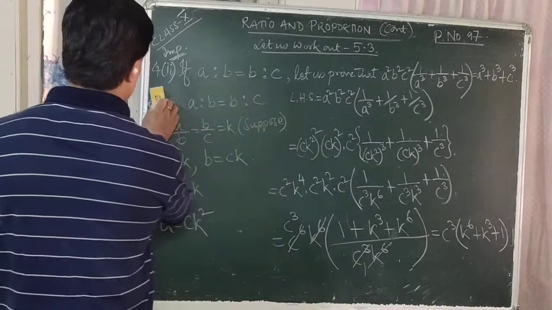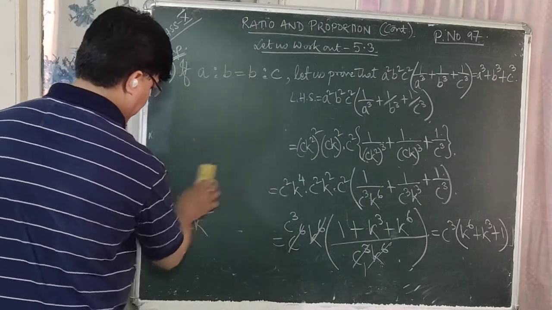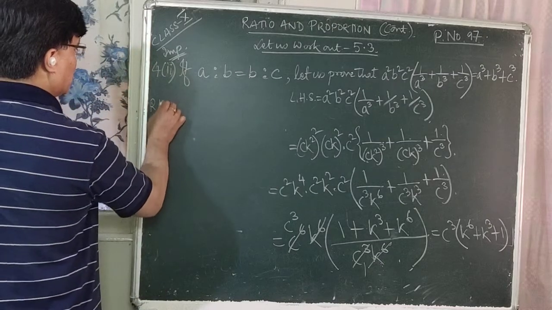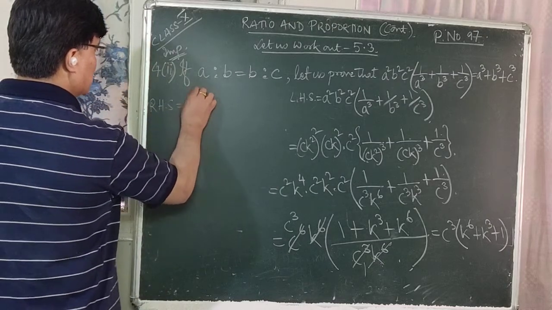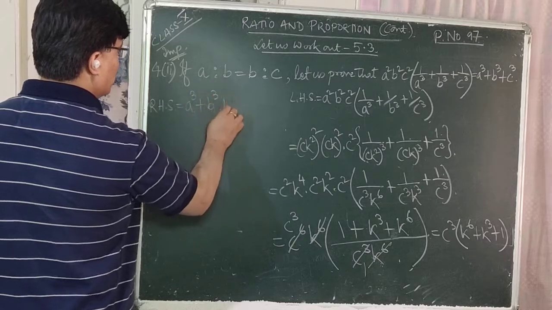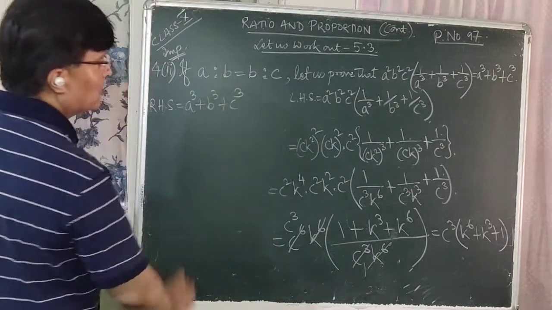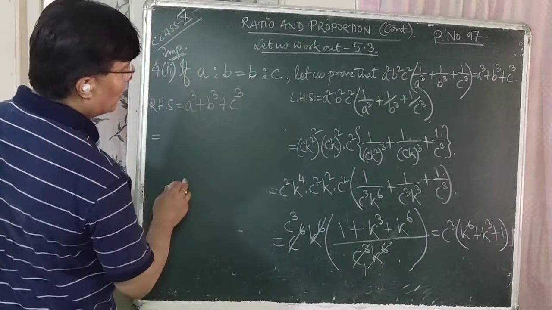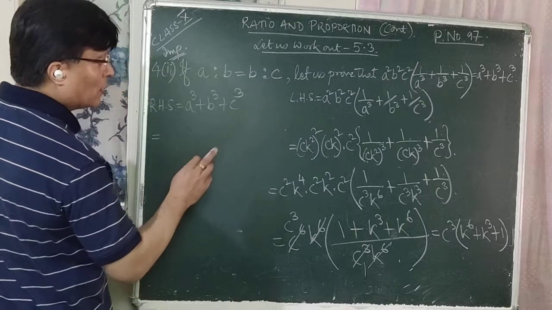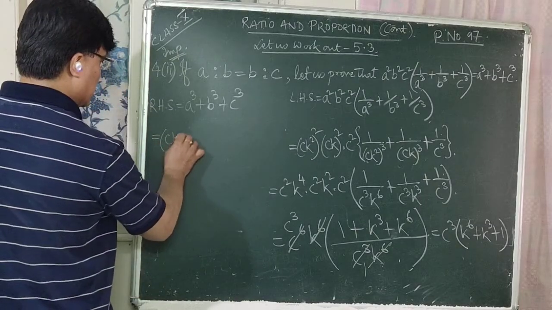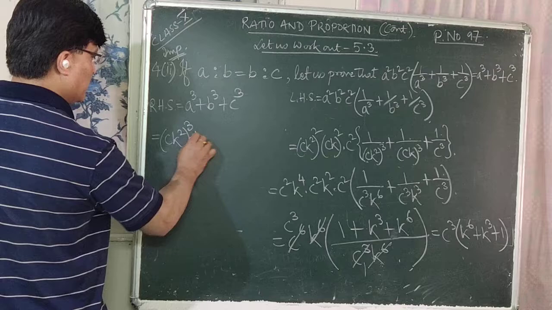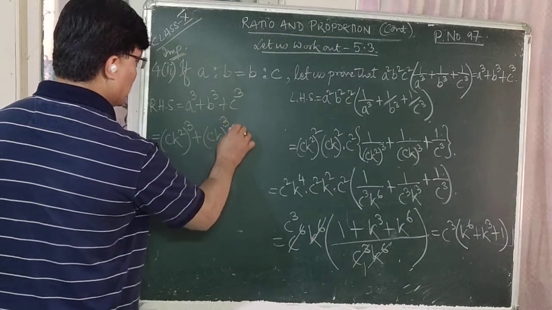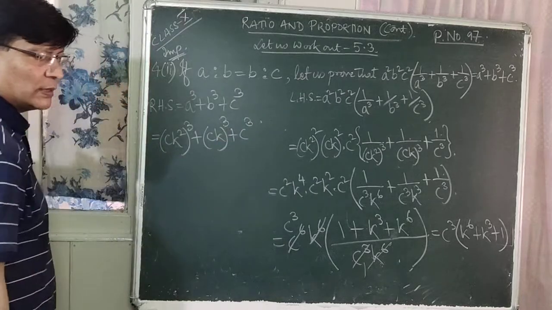Now let us write down the RHS. So what is RHS here? RHS is equal to a cube plus b cube plus c cube. And now what was a whole cube? A was ck square, isn't it? (ck square) whole cube plus, what is b cube? (ck) whole cube plus c cube, right?